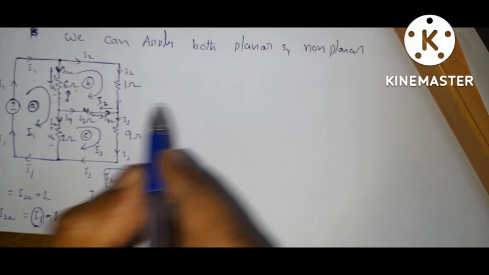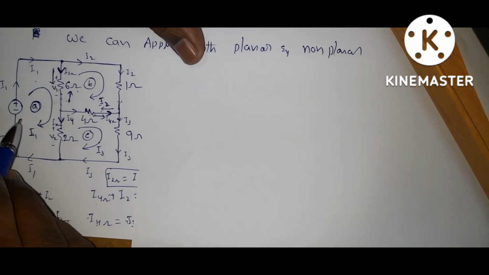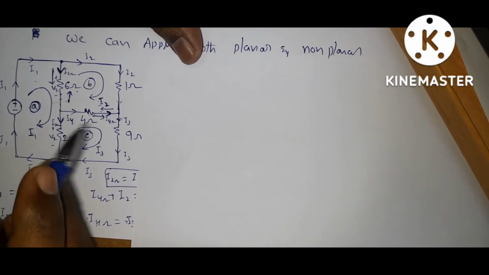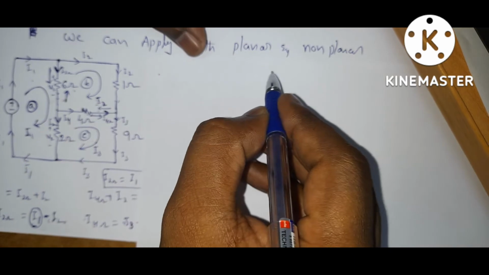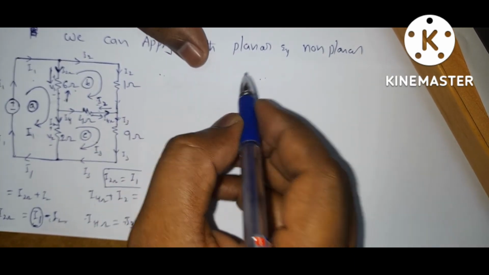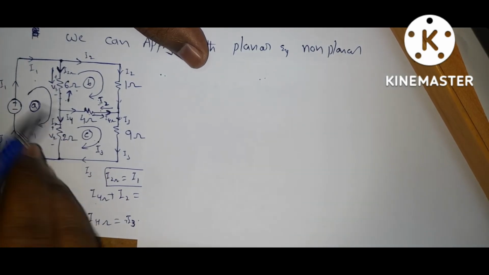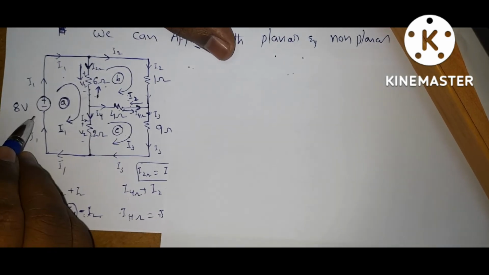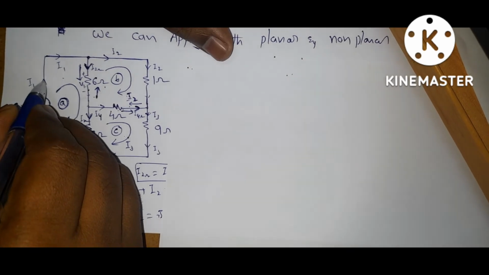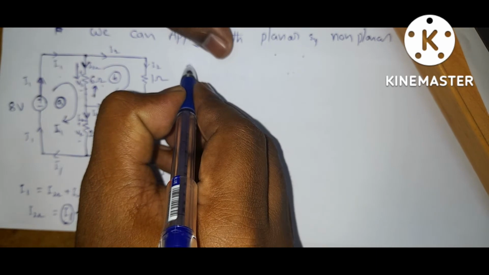Now, suppose whenever we are applying mesh analysis, consider sources equal to passive elements. First consider this loop. So what is the source here? 8 volts. Here the current is leaving from the 8 volts, so let it be positive.